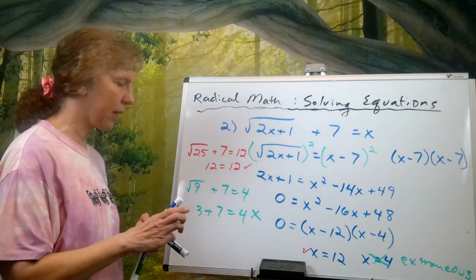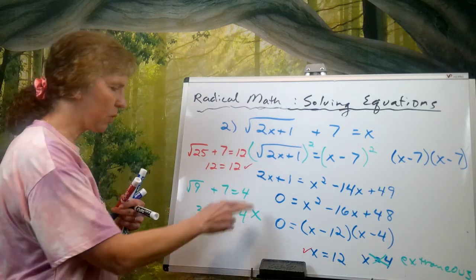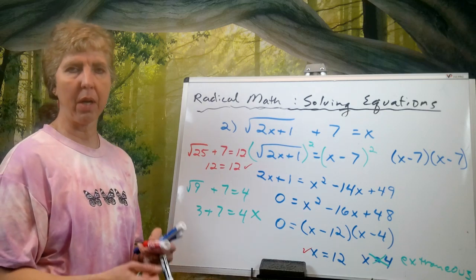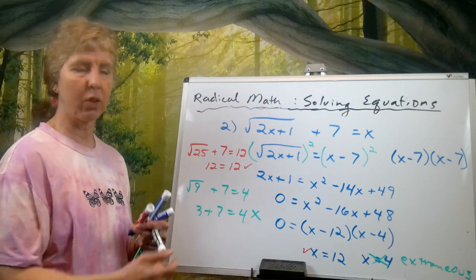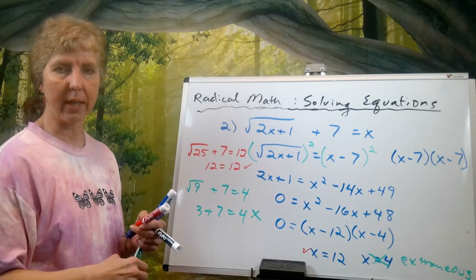All right, so like I said, it's a rule of thumb. It's not a for sure, but generally extraneous roots show up because you've lost a negative along the way when you squared things. Then you end up with positive versus negative issues.